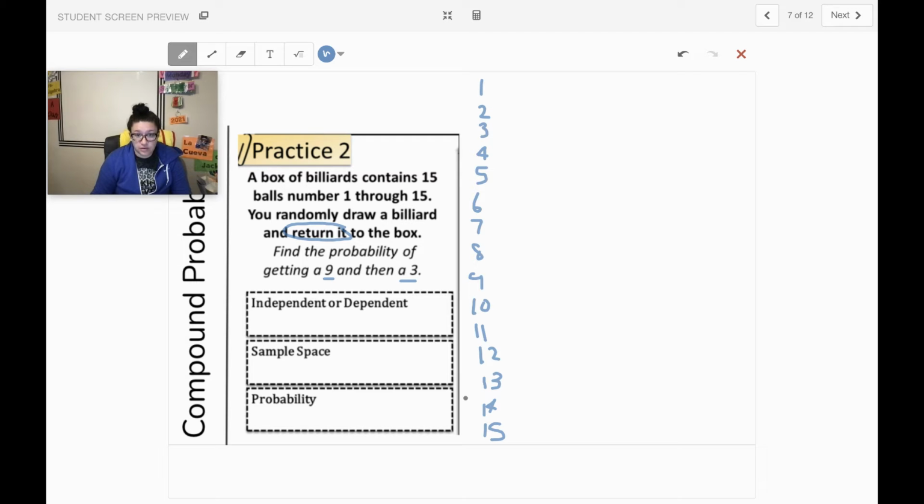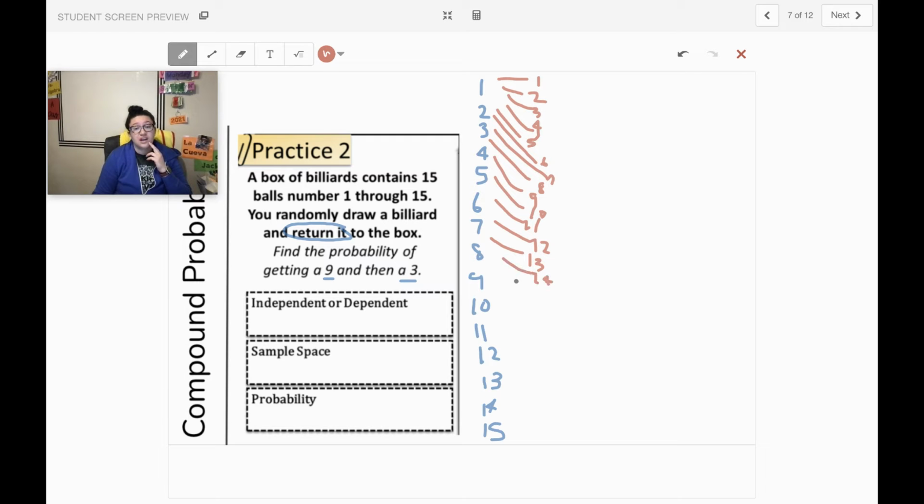So that means I have 1 through 15. The blue would be my first ball. And then my second ball, I would have to do 1 to 1, 1 to 2, 1 to 3, 1 to 4, 1 to 5, 1 to 6, 1 to 7, 1 to 8. Do you guys see where I'm going with this? These are all going just to the 1. And then I would have to do all those numbers again from the 2.